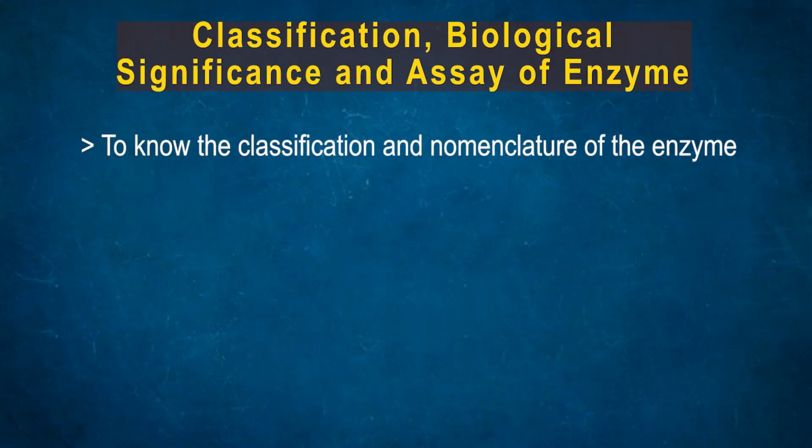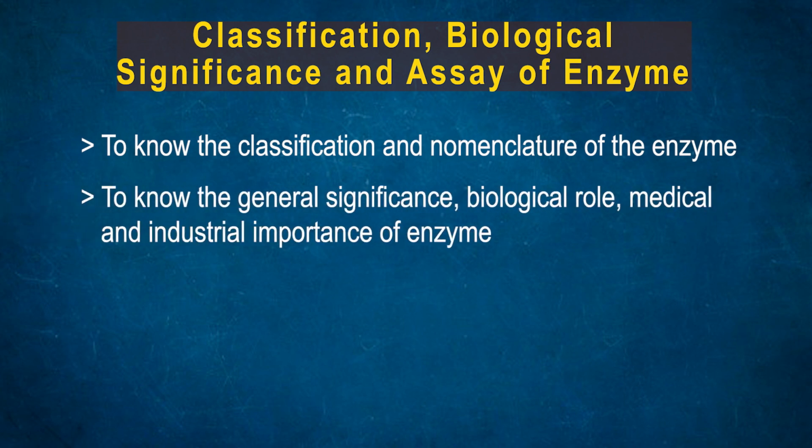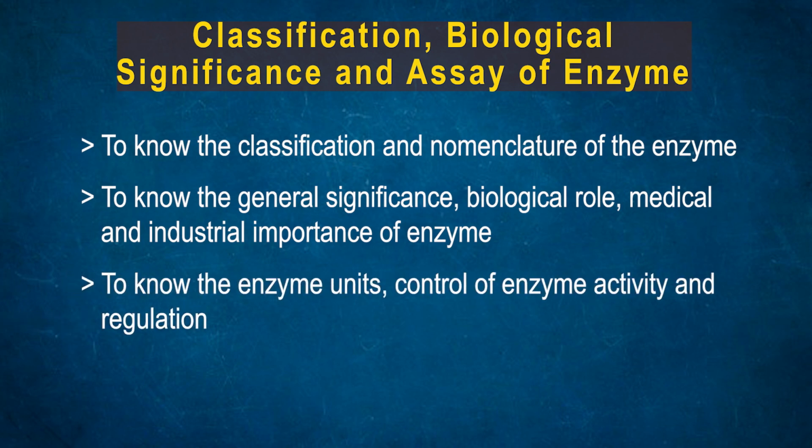You will get to know about the classification and nomenclature, IUPAC nomenclature as well as EC number, enzyme commission number, according to the reaction it catalyzes. You will know the general significance, biological role, medical and industrial importance of the enzyme. You will know the enzyme units, control of enzyme reaction or activity as well as regulation, how the enzyme activity is getting regulated by different cellular factors.